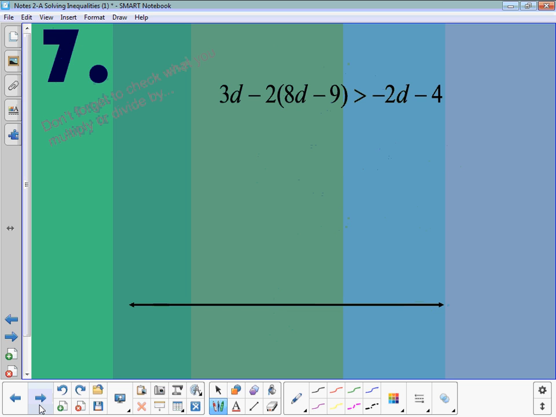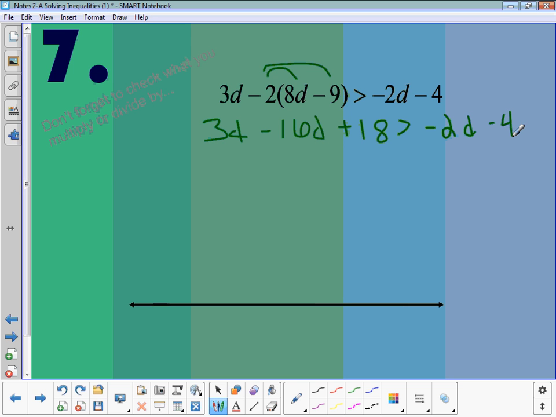Okay, taking a look at number 7, let's do this one, at least get it started for you, and then I'll have you graph it. So for this one, you're going to start by distributing. So then you get 3d minus 2 times a negative 8 is a negative 16d. Negative 2 times a negative 9, you multiply those negatives together and you get a positive 18. So keep going like this.